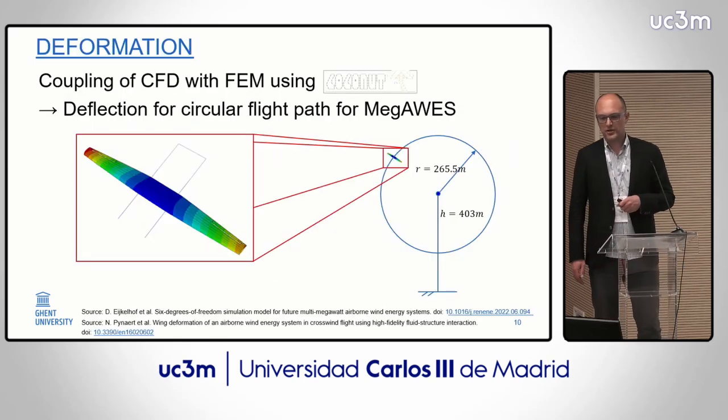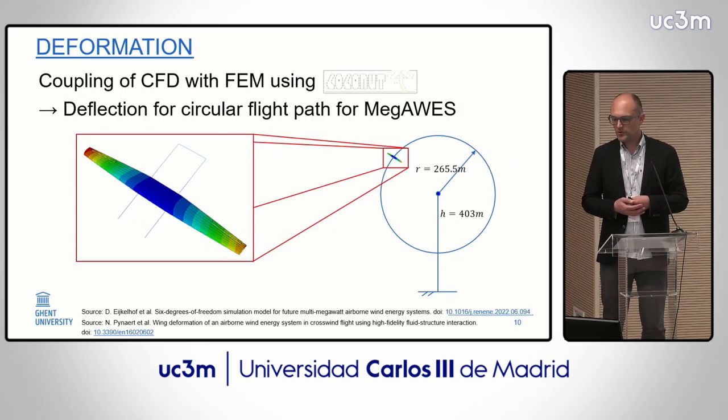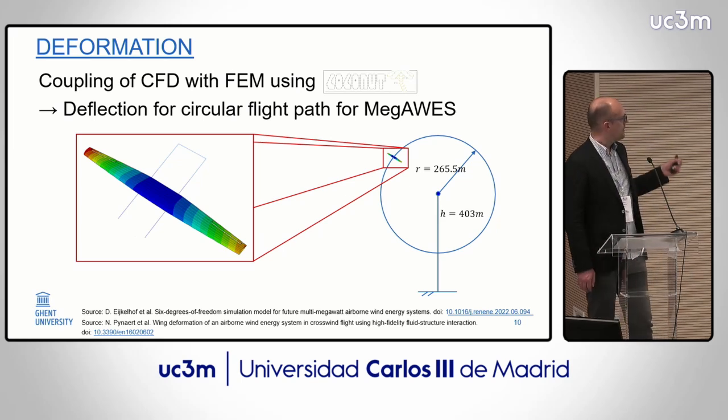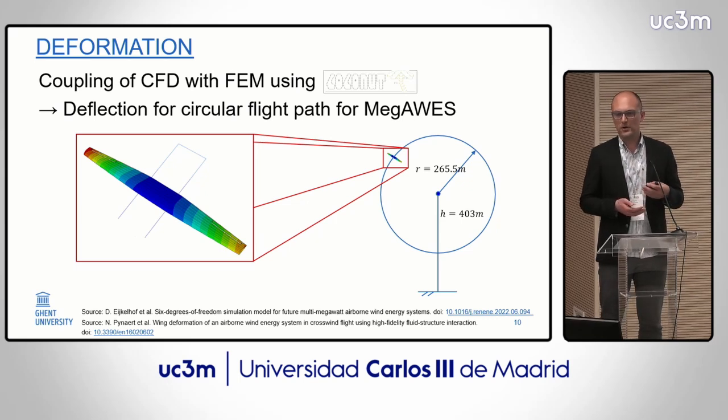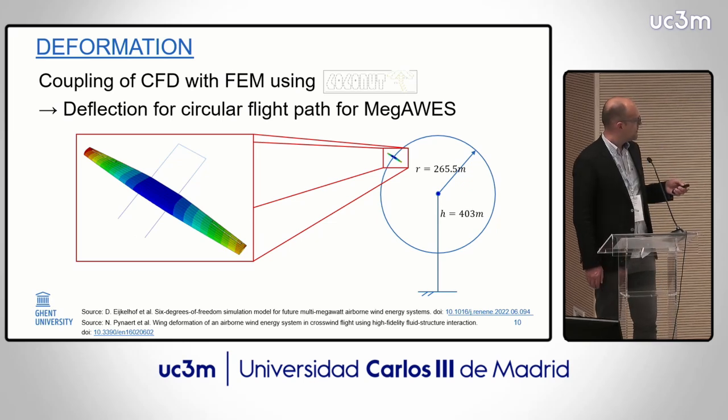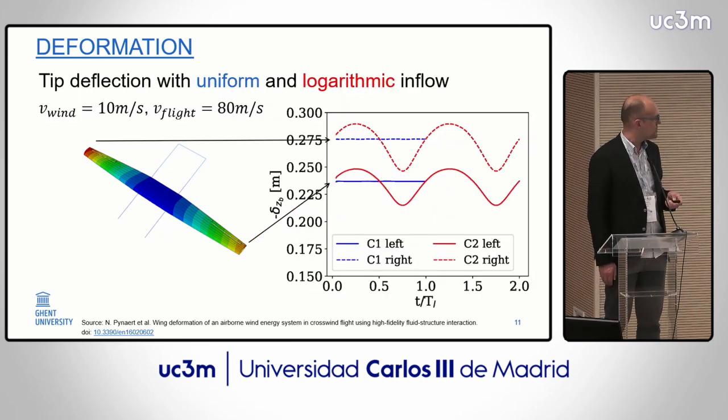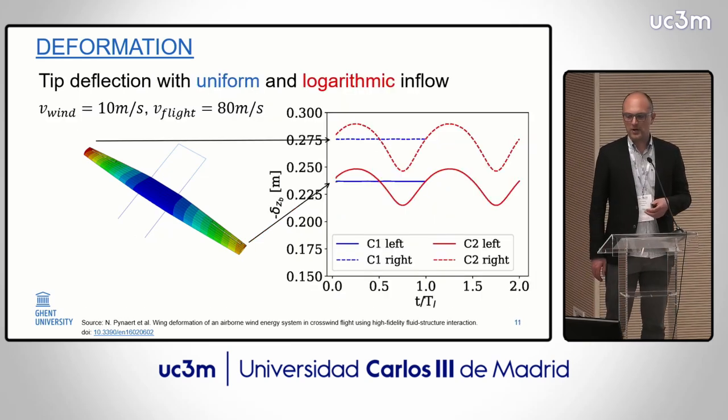So after that introduction of the ALE approach and the overset approach, let's have a look at some results. First, how we handle the deformation. Here I present a result obtained by Niels, where he coupled the overset ALE flow solver with a finite element solver using our in-house CoCoNuT coupling tool. And that yielded the wing deformation of the MegaWis device during a circular flight. And as you can see, the left wing and the right wing, so here the wing tips, they have a different deformation due to their different velocity.